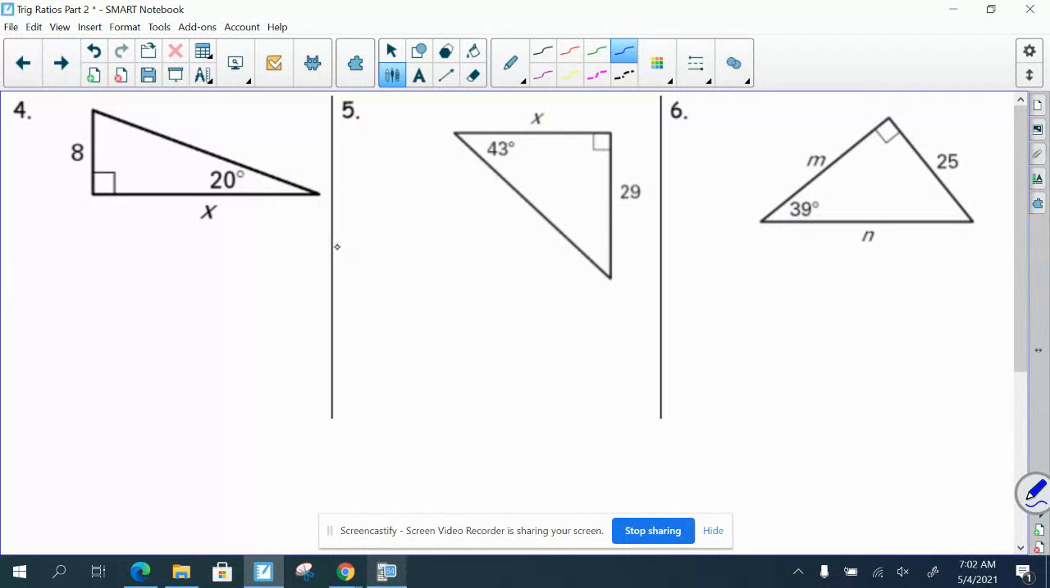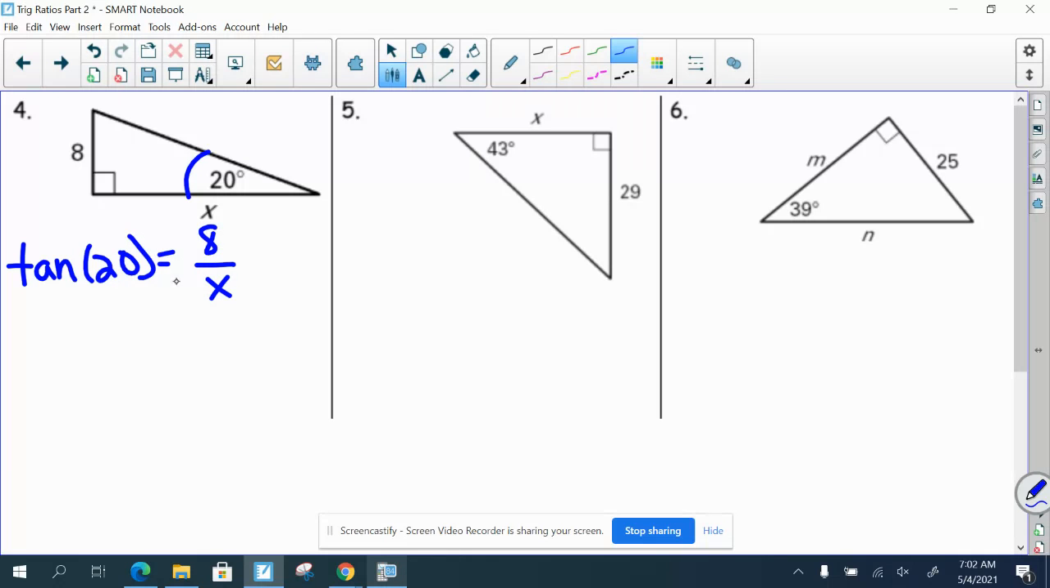Okay, so let's do another one of these. So number 4. So we're given the angle 20. The other side lengths involved are the opposite side and the adjacent side, not the hypotenuse. That means if you're not having the hypotenuse, you would use the tangent. So we'll do the tangent of 20 equals opposite over adjacent, so 8 over x.